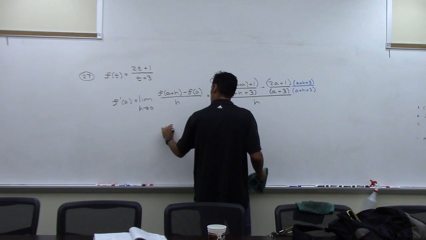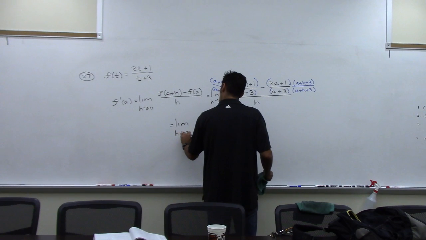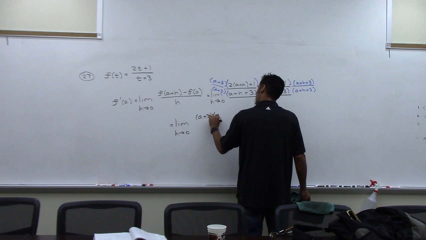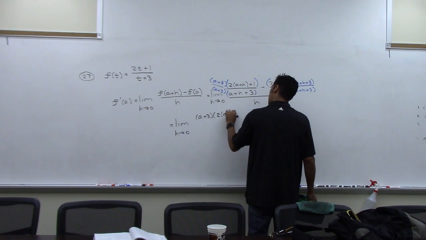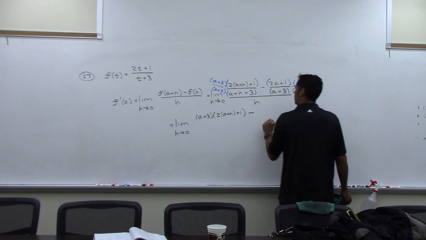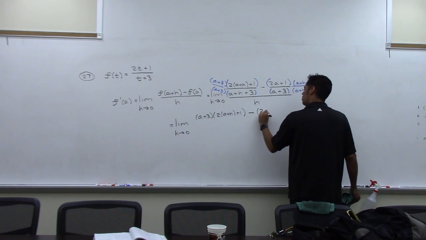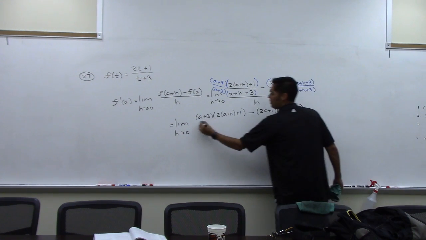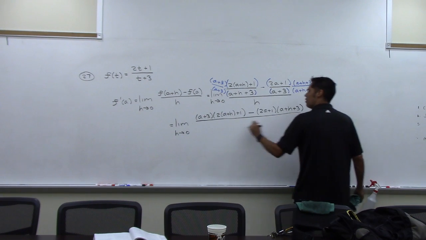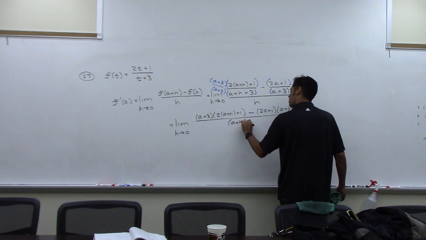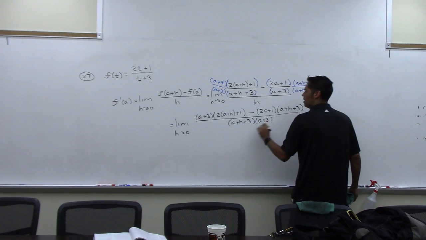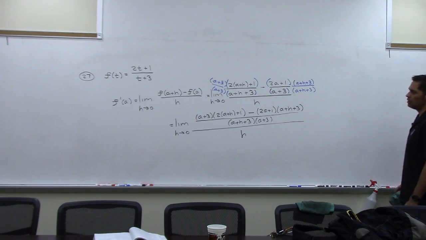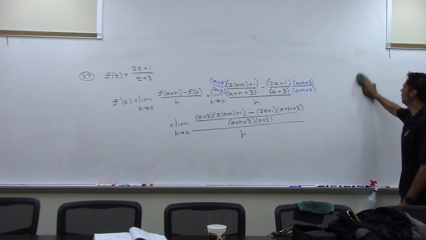So here's where I'm at. Limit, h goes to 0. Now I'm just going to write out what we have. We have a plus 3 times 2 times a plus h plus 1, minus, because of the minus, this times this, so 2a plus 1 times a plus h plus 3. All of this over my common denominator, which is a plus h plus 3 times a plus 3. All of this over h. And if that doesn't look ugly, well, you're not alive, I guess.